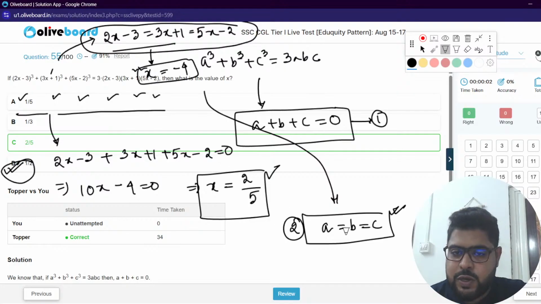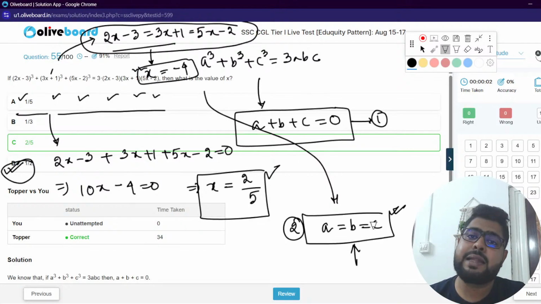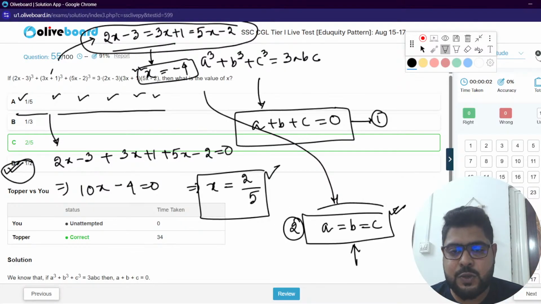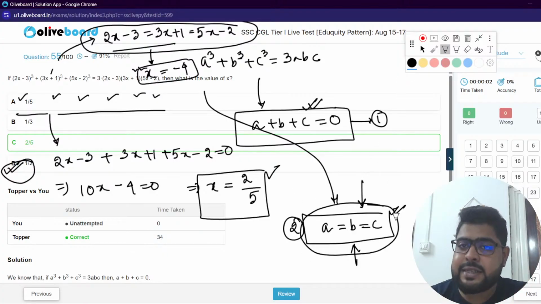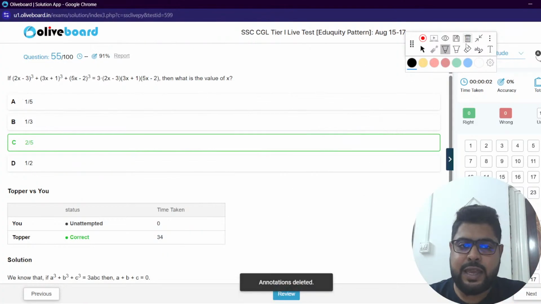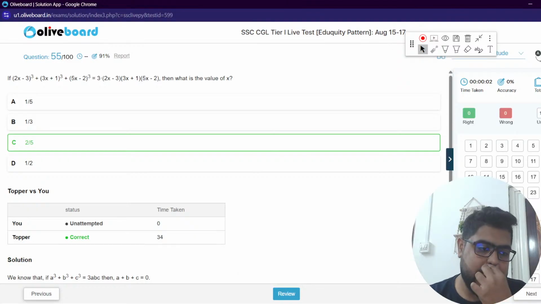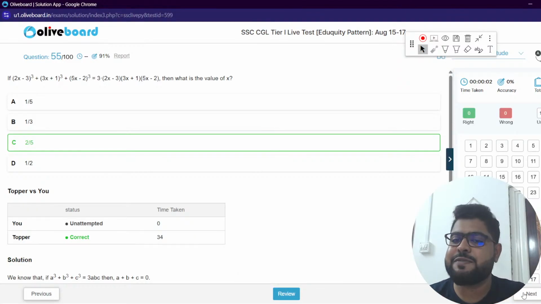Please do remember this new pattern, and they might ask you something from this. Maybe you are applying the first conclusion and you are not getting the answer. The answer might come from this other conclusion. So keep this in mind. That is the second conclusion, everyone.